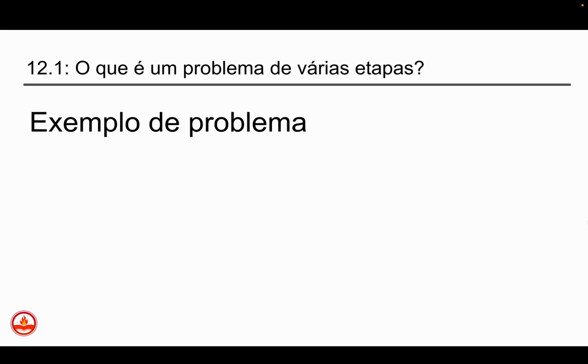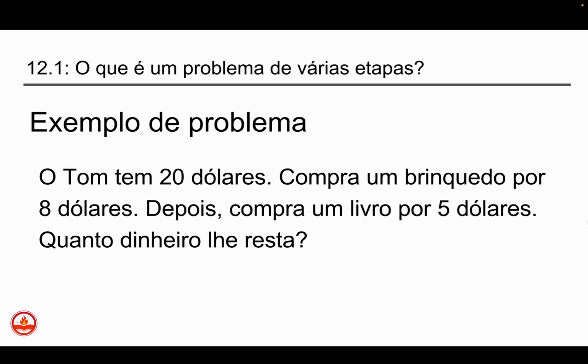Now let's look at an example. Tom has $20. He buys a toy for $8. Then he buys a book for $5. How much money does he have left? Look at this situation carefully. Does Tom do only one thing? No, Tom spends money 2 different times.